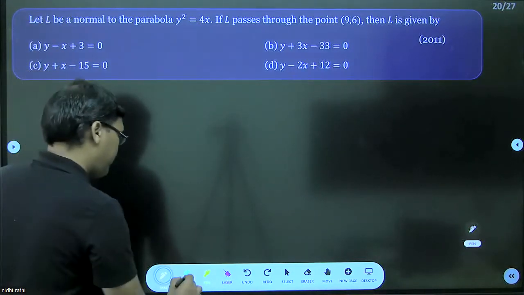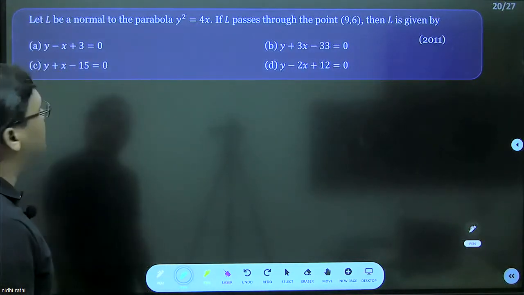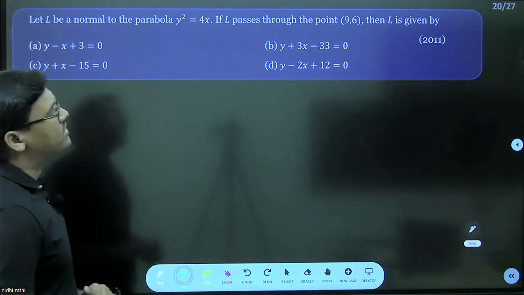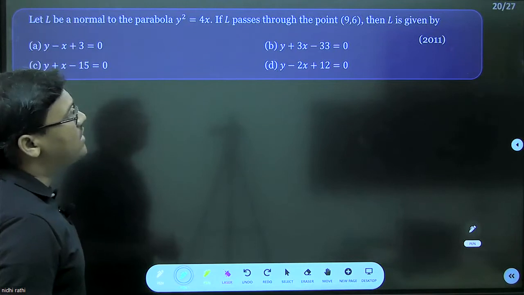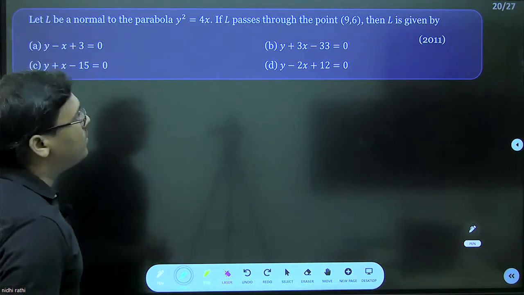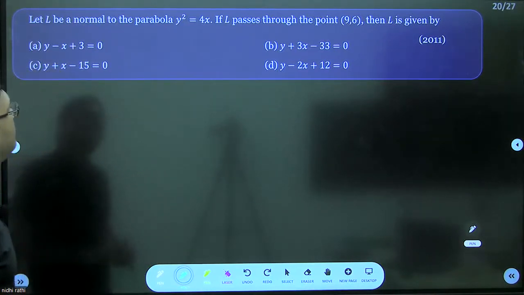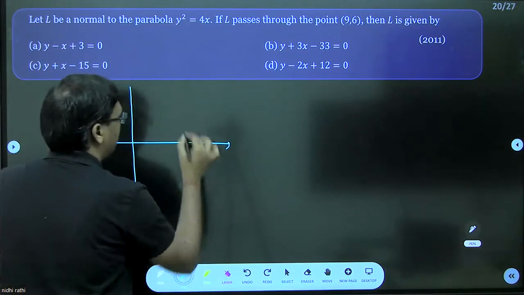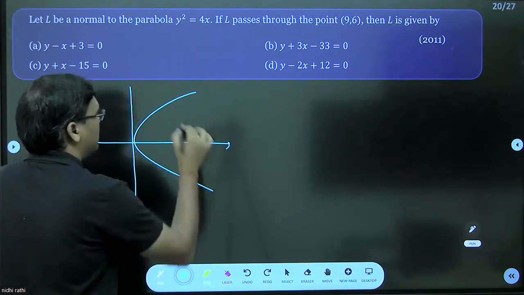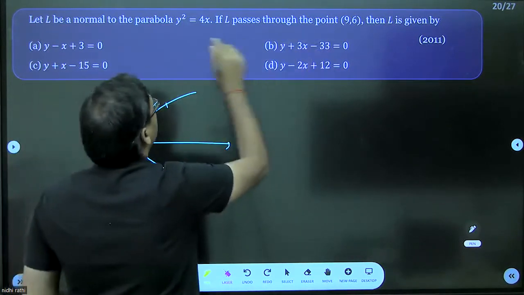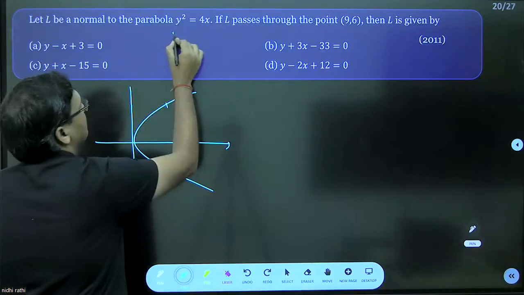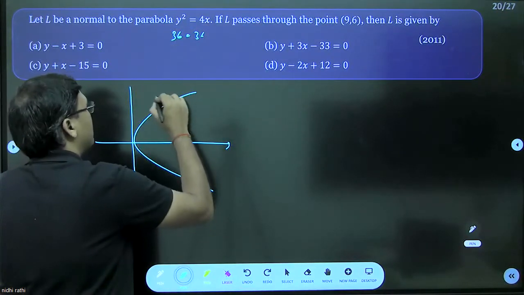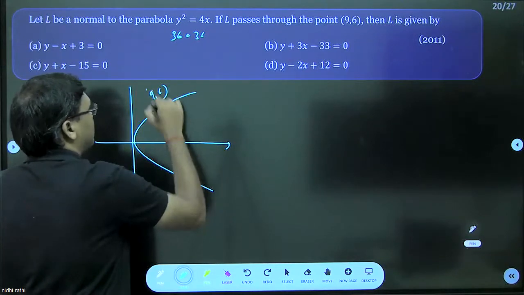Now again, direct question on the equations. Let L be the normal to this parabola y square equal to 4x. If L passes through 9, 6, then what is the equation of L? So see here, this is the point 9, 6. You can see this 9, 6 is satisfying this, right? This is 36 and this is 36. If I put 9, 6, that is satisfying this. So this is 9, 6.